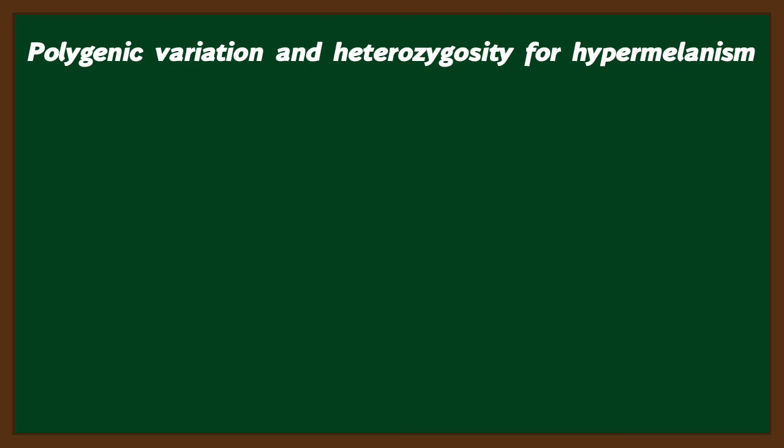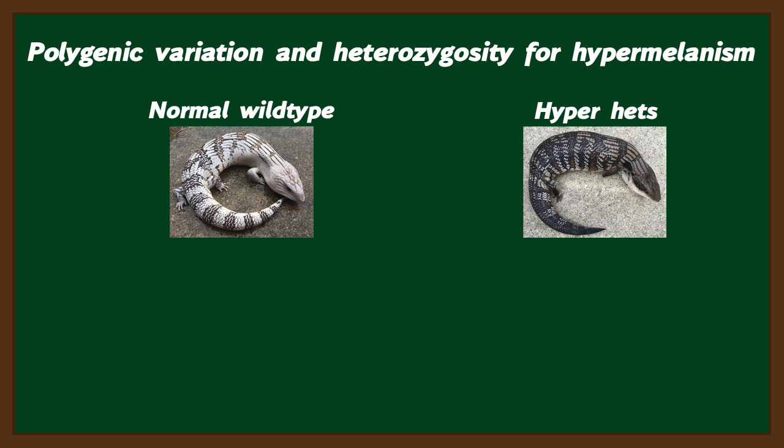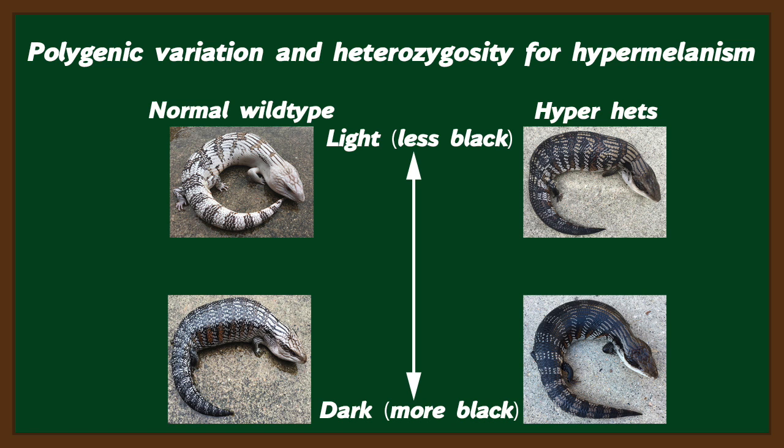Polygenic variation can make it difficult to identify blue tongues that are heterozygous for hypermelanism. These hets are typically darker than their wild-type siblings, but the amount of black in normal wild-type homozygous animals and hets can vary due to polygenics. Heterozygotes that are quite light can be difficult to differentiate from normal wild-type animals that are dark.